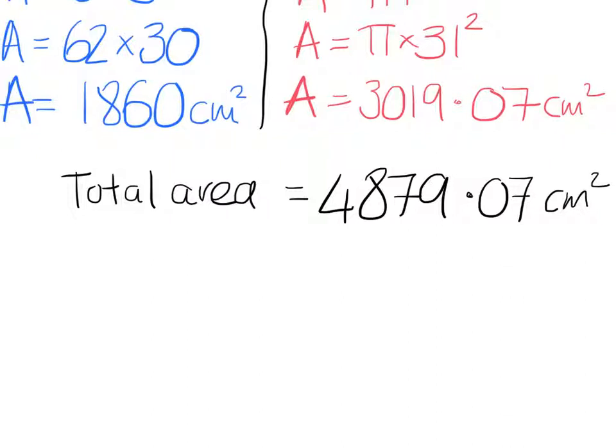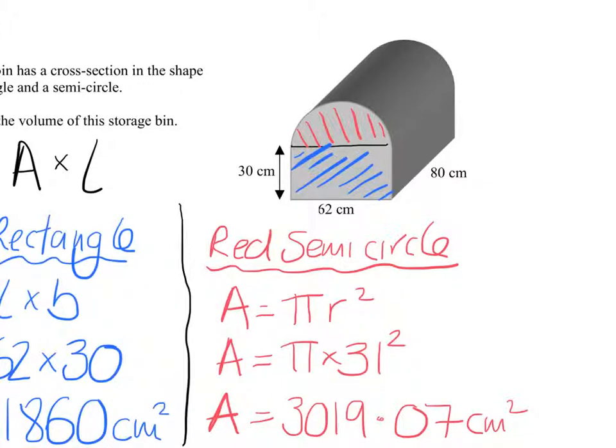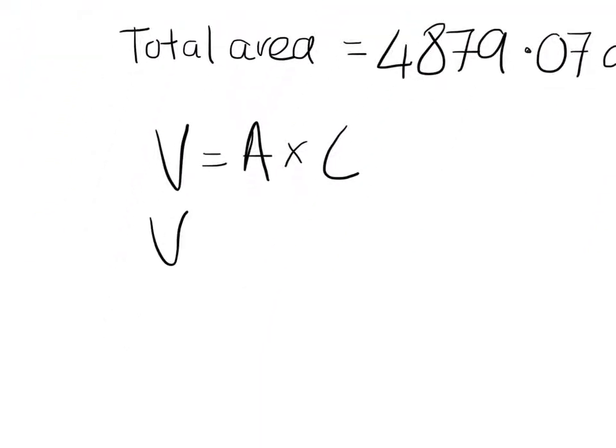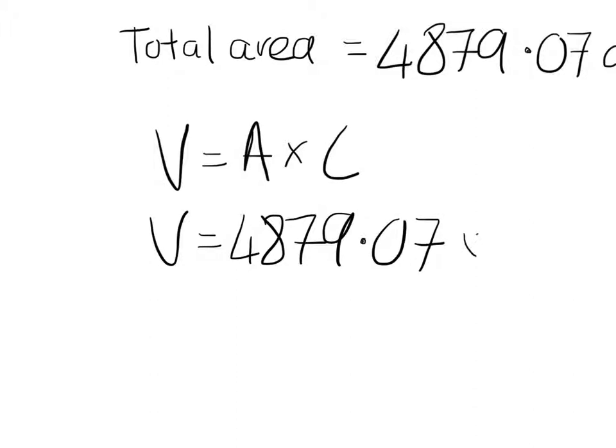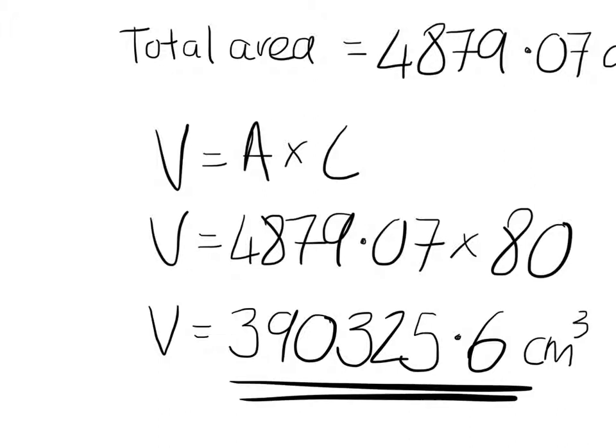The volume of the prism formula, V equals the area of the cross section multiplied by the length, is what we move to next. To remind ourselves of the length, it was 80 centimetres from the front to the back. So that's what we substitute in. We have V equals 4879.07 multiplied by the length, which was 80. Again, go into a calculator. We get the answer for our volume, which we will round to 1 decimal place this time. So it's 390,325.6. That's cubic centimetres, since we're now talking about volume. And that's the end of the question.